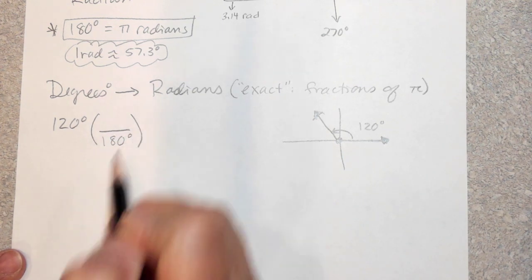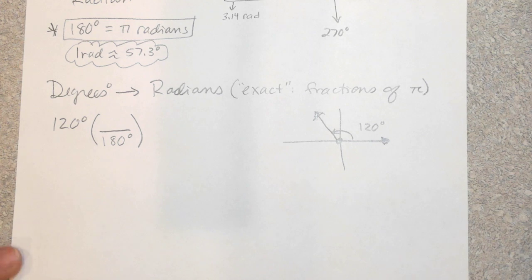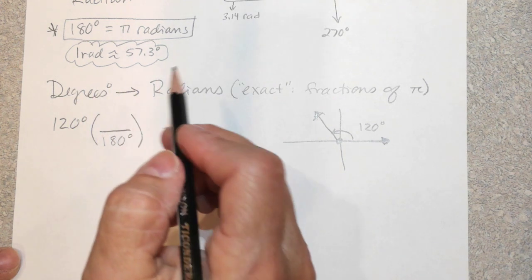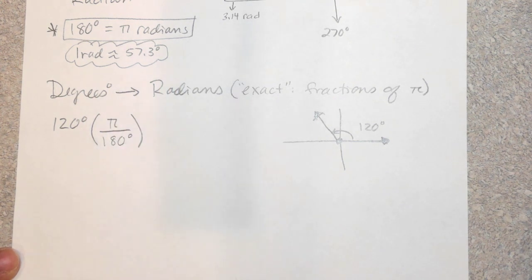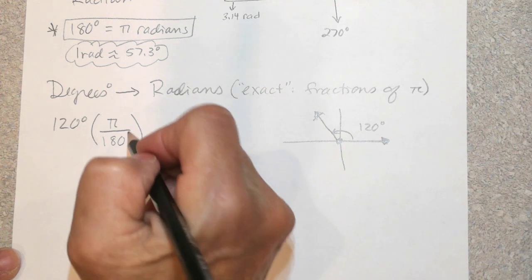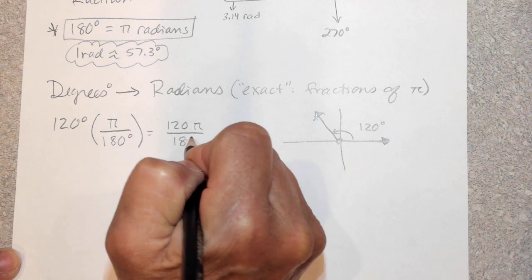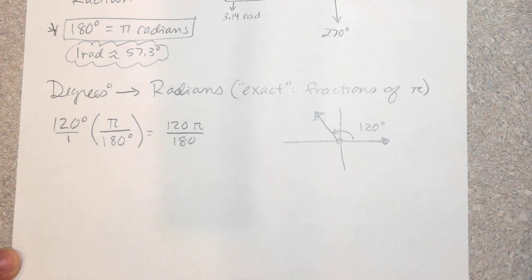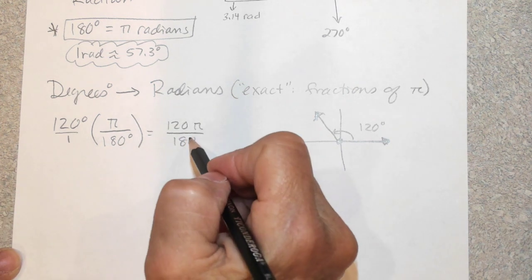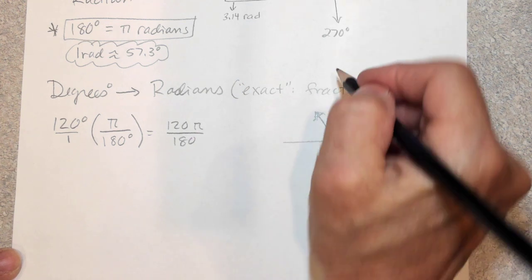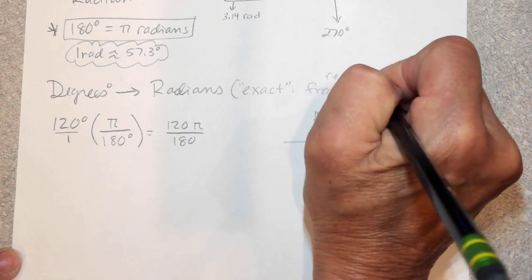And so using my conversion factor up here, to get rid of degrees, I actually have to put the degree part on the bottom, those of you who are familiar with dimensional analysis, probably in chemistry. And I'm going to put the radian part of my conversion on the top. Multiplying the top and then the bottom, there's nothing to multiply by. You basically have a 120 over 1.